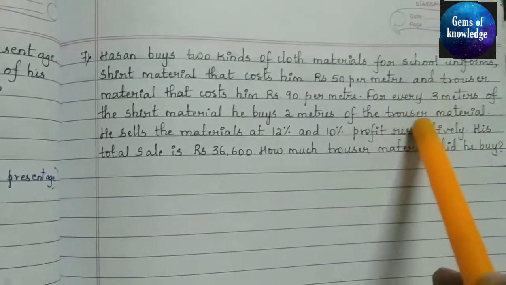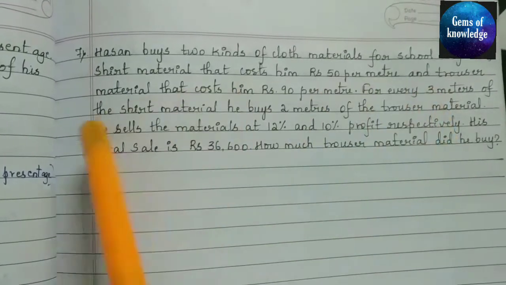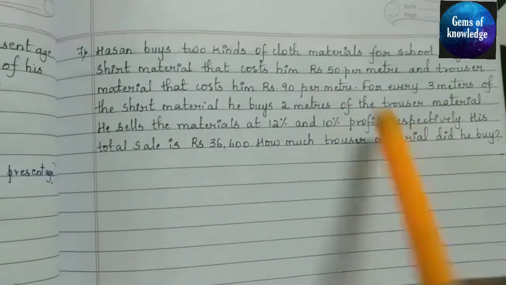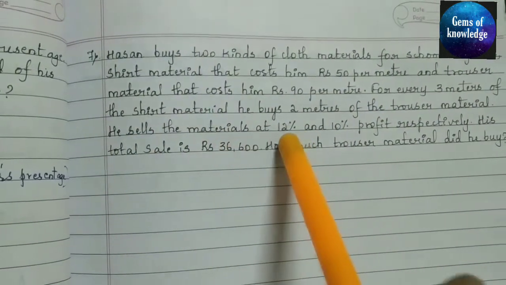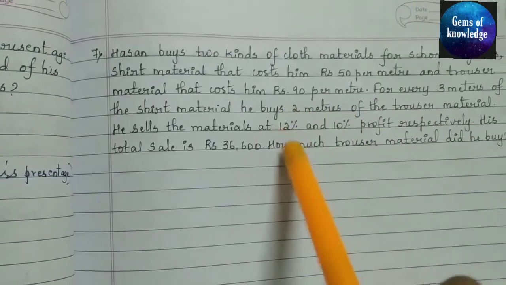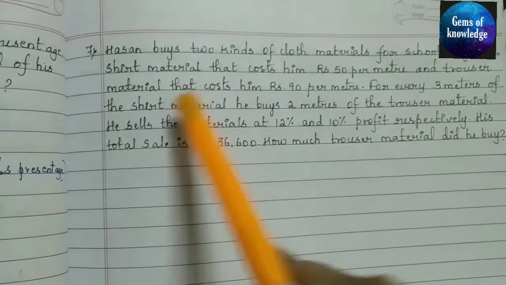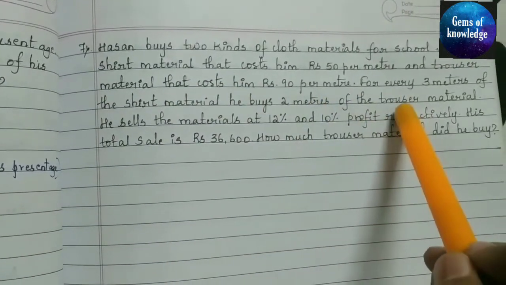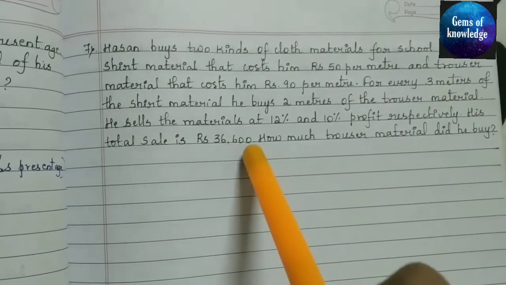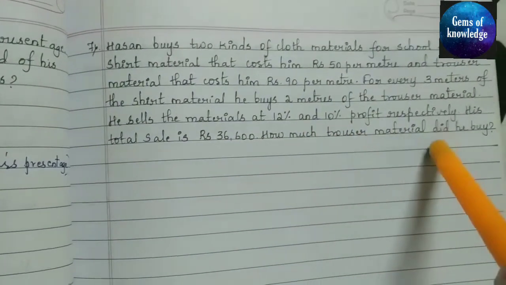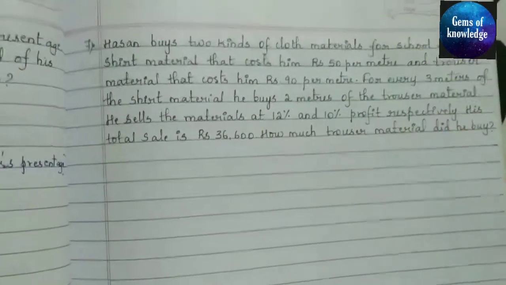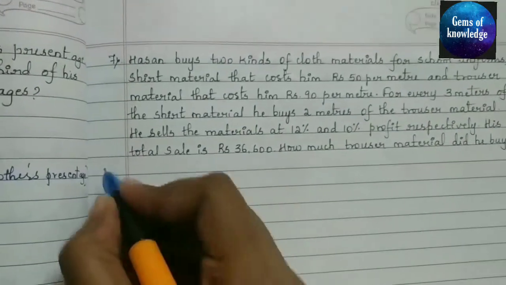So what he does is he buys 3 meter of shirt material and 2 meter of trouser material for each person. Now he sells the material at 12% and 10% profit respectively. So this 12% profit is for shirt material as well as 10% profit is for trouser material. Now his total sale is rupees 36,600. How much trouser material did he buy? So we have to calculate how much trouser material he has bought. Okay, so let us solve this.